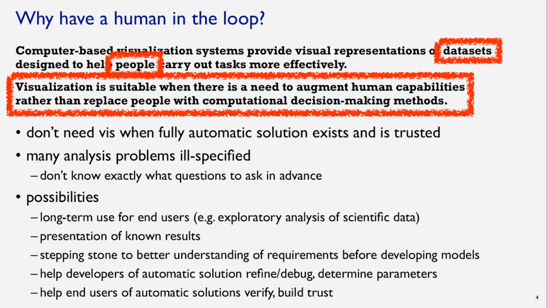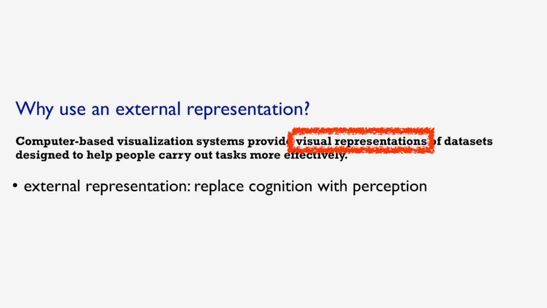So this is Tamara Munzner's take on why visualize data. And I want to emphasize that it's very human-oriented. It's to help people carry out tasks that they can carry out enabled by data sets, concrete data that's on hand. So why use an external representation? Computer-based visualization systems provide visual representations. The idea is to replace cognition with perception.